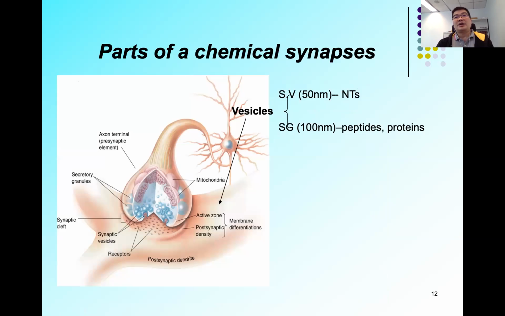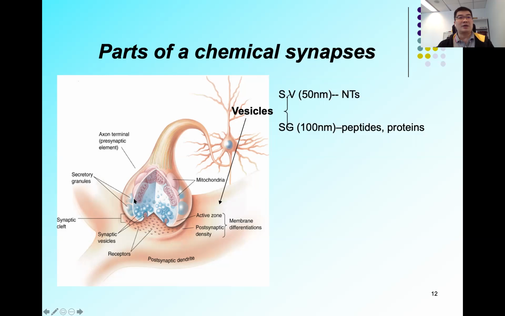Now here is another example. This is the neuron, this is one of the axons, and this is the axon terminal, the presynaptic terminal. This is the postsynaptic terminal. This is the so-called active zone, in which there are a lot of small synaptic vesicles.